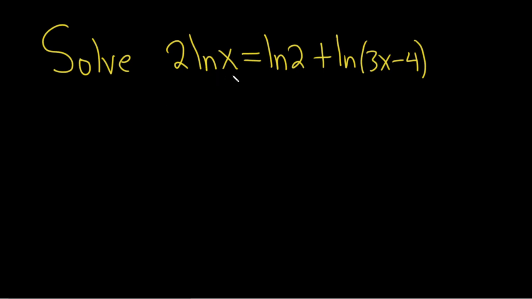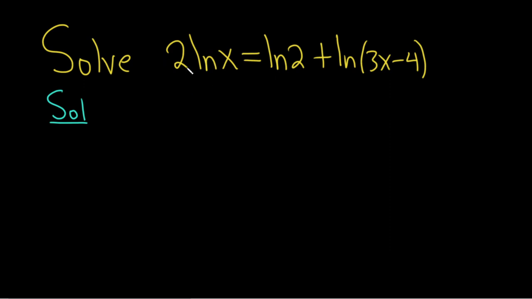Solve 2 times the natural log of x equals the natural log of 2 plus the natural log of 3x minus 4. Solution. So let's start by using some properties of logs so we can condense everything.